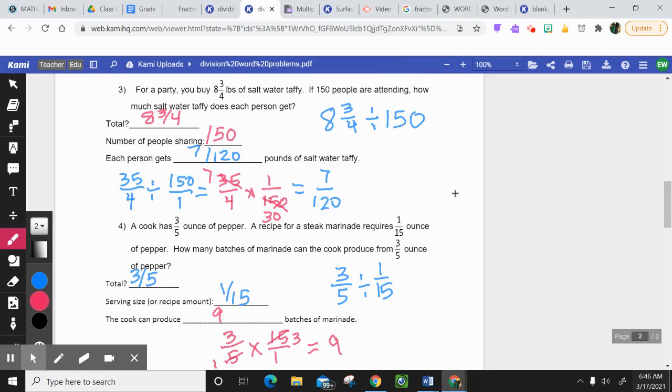Okay. This first problem, I think there's a typo. I think this is supposed to be 15 people, but we're going to roll with 150. And everybody gets like 1 piece of saltwater taffy. So our total was 8 3/4, 150 people attending. So I just set it up, 8 3/4 divided by 150. I did my mixed numbers. I reduced. I simplified before I multiplied. So that's 7 and 30, and I got 7 over 120. It's a crazy answer, but sometimes we get crazy answers. Don't worry about the numbers. If you're doing it correctly, your answer is probably correct. All right. The next one was a little more straightforward. 3/5 divided by 1/15, multiply by the reciprocal, and you get 9 batches of marinade.